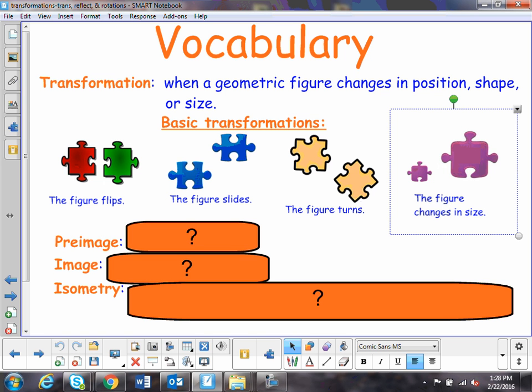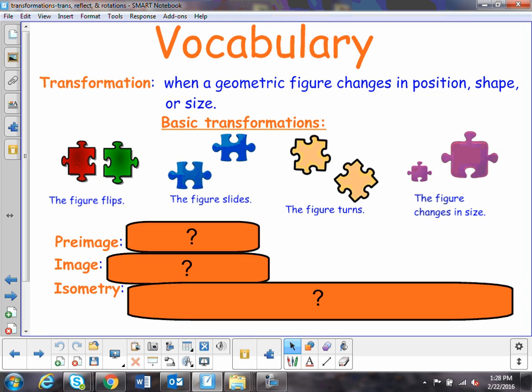So some of the main transformations, well, we already did the one that changes in size. What's that one called? Dilation. So we already did dilations. Some of y'all still don't know how to do a scale factor for a dilation, so you better figure that out before Friday. The other three are when a figure flips, which y'all know as what? Reflection. The other one slides, like up, down, left, or right. Translation. And then the other one that turns, which is rotation.